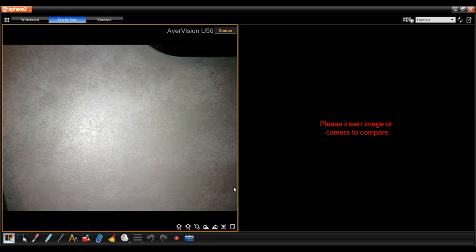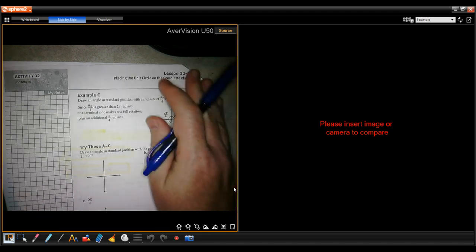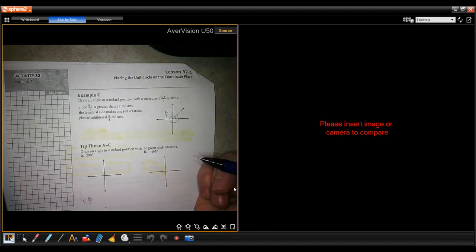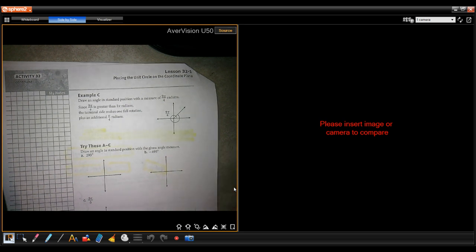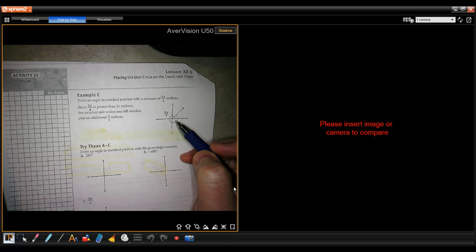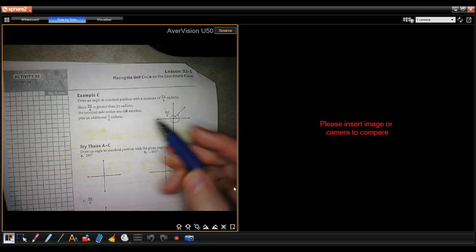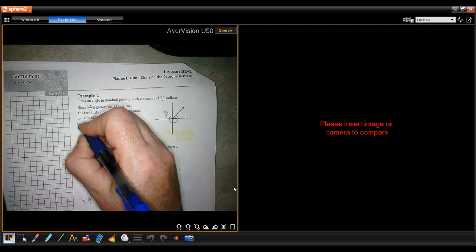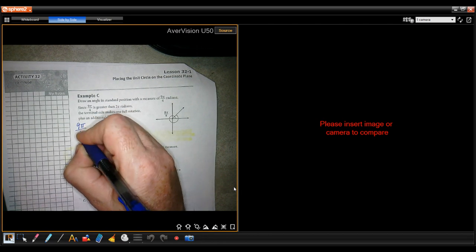Okay, let's keep moving. Now it says draw an angle in standard position with a measure of 9 pi over 4 radians. Since 9 pi over 4 radians is greater than 2 pi, the terminal side makes one full rotation plus an additional pi over 4 radians. There are a couple ways to look at it. Some of you are not, in the beginning, too familiar with radians. Most of you are probably not. So what we can do in the beginning is convert it to degrees because everyone's more comfortable with degrees.